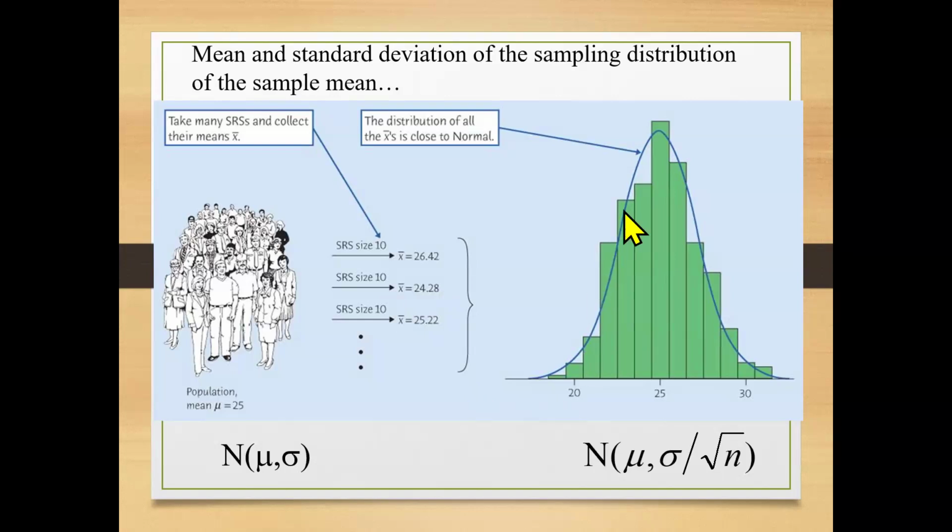All right, so what we're going to get is a distribution of all of these means that we got from our samples. And this distribution is going to have mean mu, and its standard deviation is going to be sigma over root n. All right.